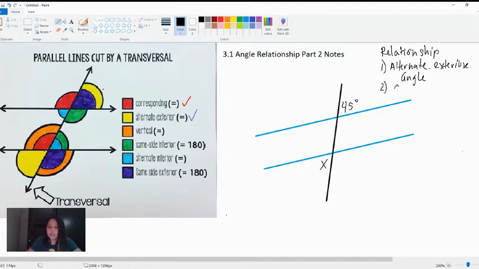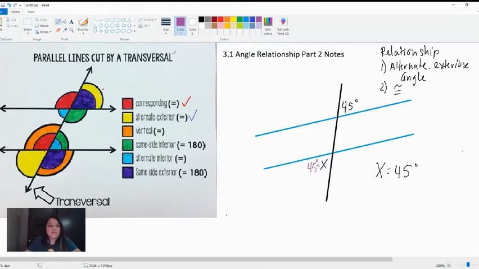It is equal, or we actually say congruent. So if I want to solve for this, I can say, well, if these two are exactly the same, because it says it's equal, then we can solve for that. We can say x is equal to 45 degrees. So that means that this angle right here is actually also 45 degrees.